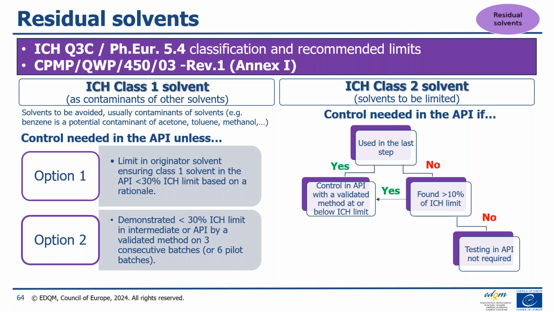For class 2 solvents, which are solvents that have to be limited, a control is needed in the API if it's used in the last step or if it's found above 10% of the ICH limit. Then you have to implement the control in line with the ICH limit using a validated method. If it's found below 10% of the ICH limit and not used in the last step, no testing in the API is required. Next slide. For non-classified ICH Q3C solvents, toxicological justification for any proposed limit has to be provided.